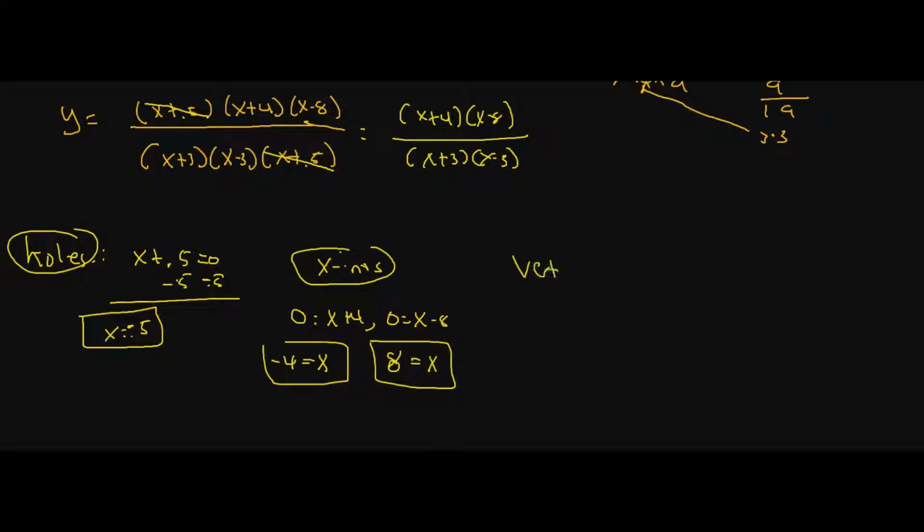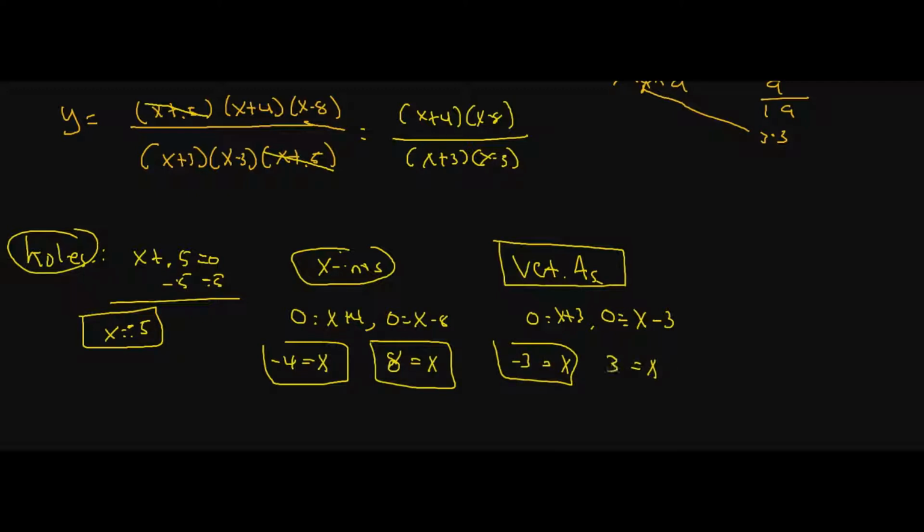Over here for the vertical asymptotes, we're going to get 0 is equal to x plus 3 and 0 is equal to x minus 3. And so we're going to get x equals negative 3 and x is equal to positive 3.